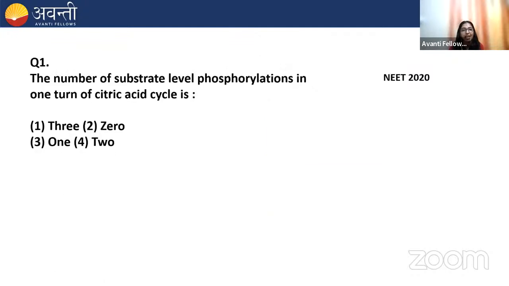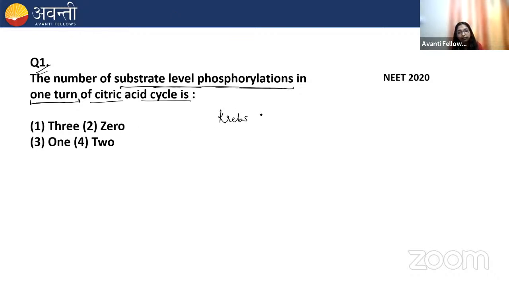Moving next is the question. I hope it is clear to all. The first question says: the number of substrate level phosphorylation in 1 turn of citric acid cycle. They are asking about 1 turn. Option 1 says 3, option 2 says 0, option 3 says 1, and option 4 says 2. What do you think will be the correct option for this question?